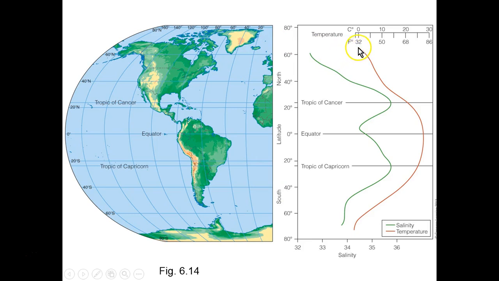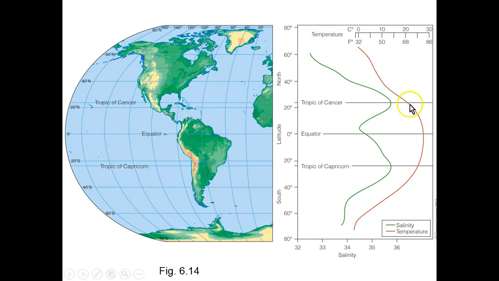Okay, so as far as how the temperature is going to change, I feel like this is fairly obvious, right? As you go closer to the equator, the temperature is going to increase, and as you go farther away from the equator, the temperature is going to decrease, okay? This is, let me go back for a second, this is the temperature at the surface of the water, and the green is the salinity at the surface of the water, okay?